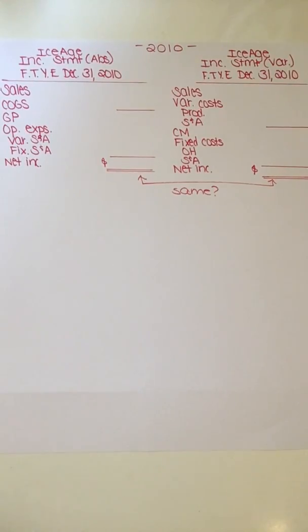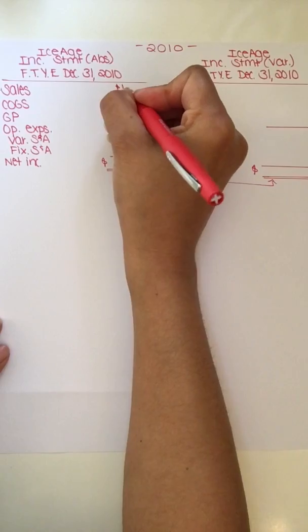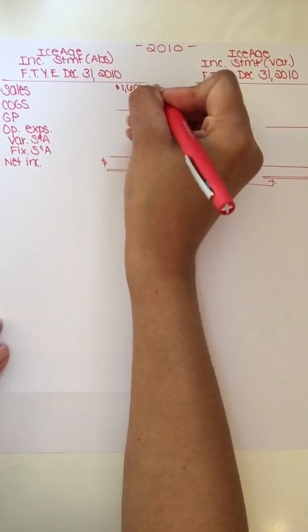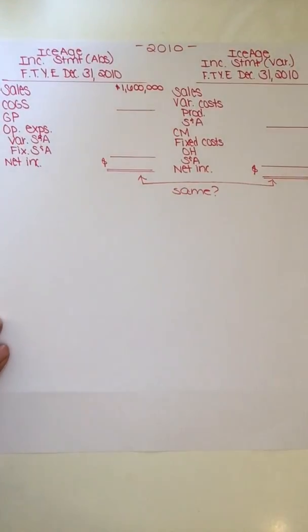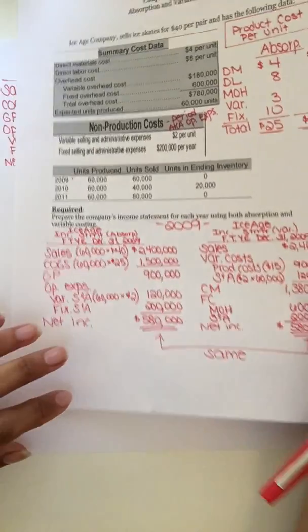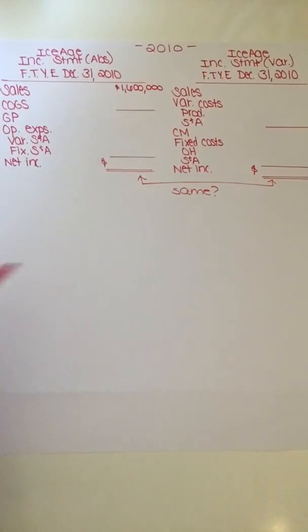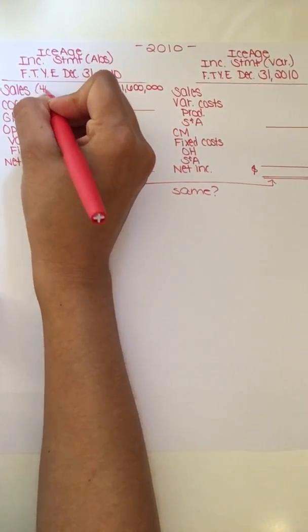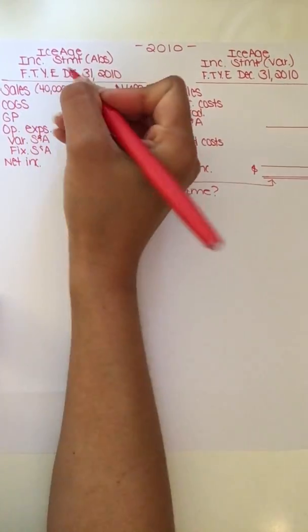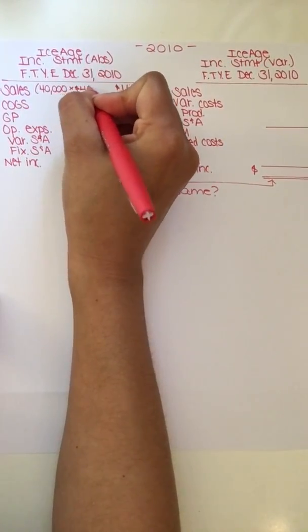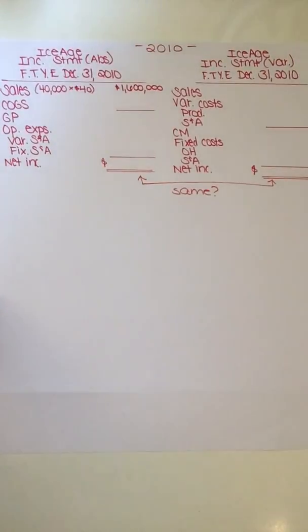So you should have gotten sales for 2010 of 1.6 million. If you didn't get that, let's see how we arrived at that figure. It was by taking the units sold in 2010, because now we're looking at 2010. Units sold is 40, so it's 40,000 units. The sales price, we're not told that it changes, so we assume it stays the same at $40 per unit. So that's how we got the 1.6. Good job if you got that.